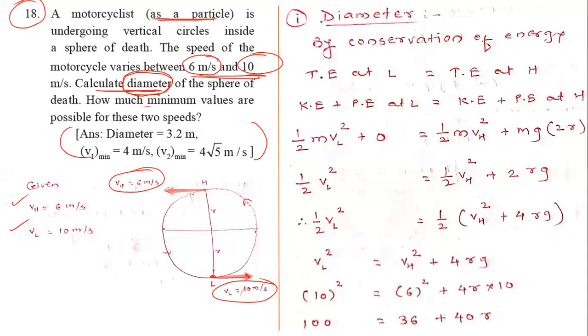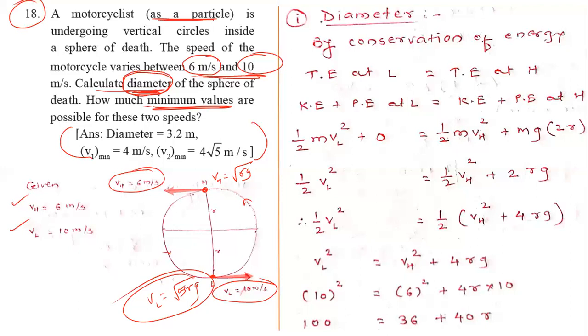And how much minimum values are possible for these two speeds? Minimum value at the highest point is under root rg. As we get radius, then we can use this formula to find out minimum speed at highest, as well as minimum speed at bottom, which is under root 5rg. So only we have to find out r, then diameter by multiplying it by 2, and minimum speed at highest and lowest by using these two formulas.